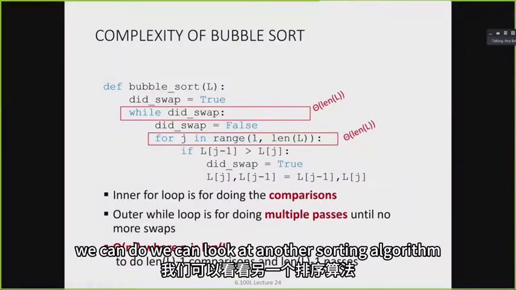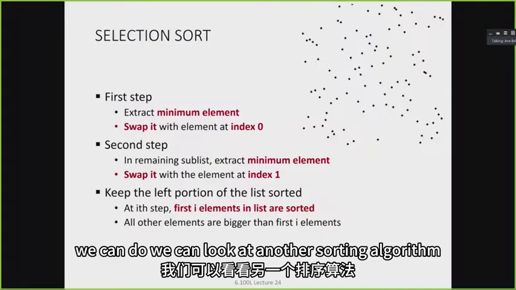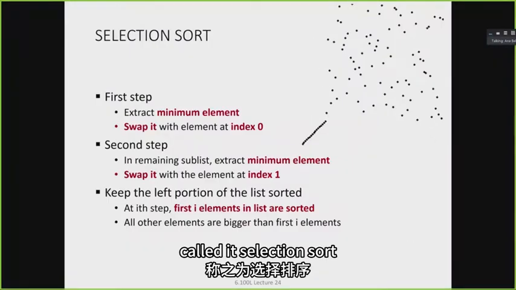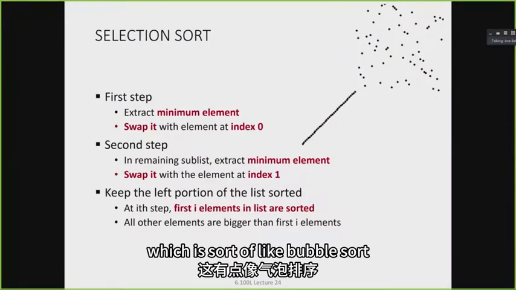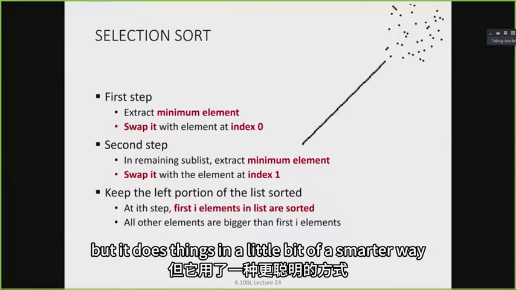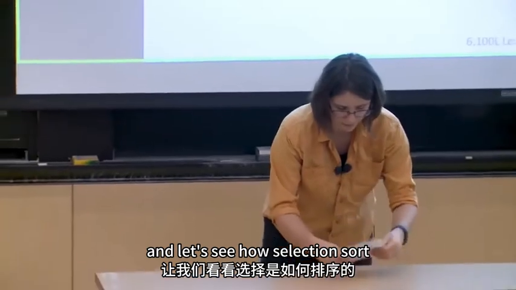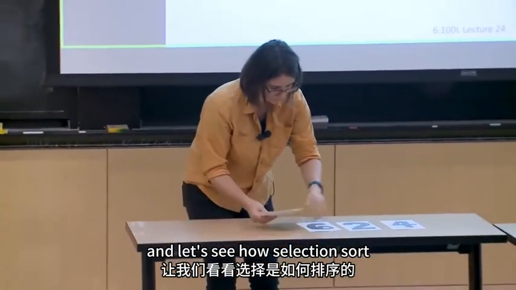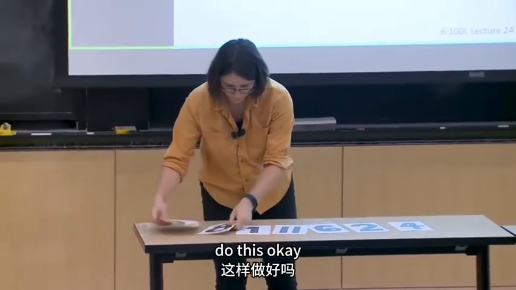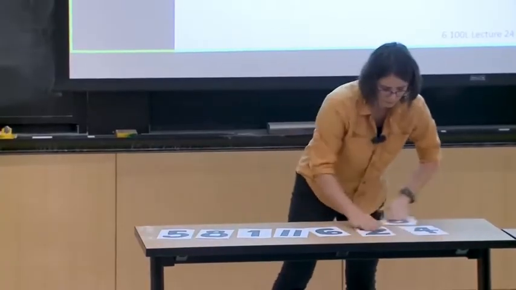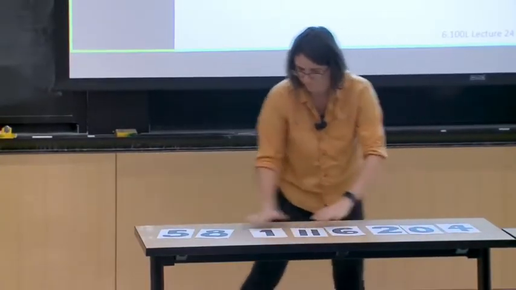We can look at another sorting algorithm called selection sort, which is sort of like bubble sort, but it does things in a little bit of a smarter way. So let me start again with an unsorted list. Okay. And let's see how selection sort will do this. Okay. Let's put that there.